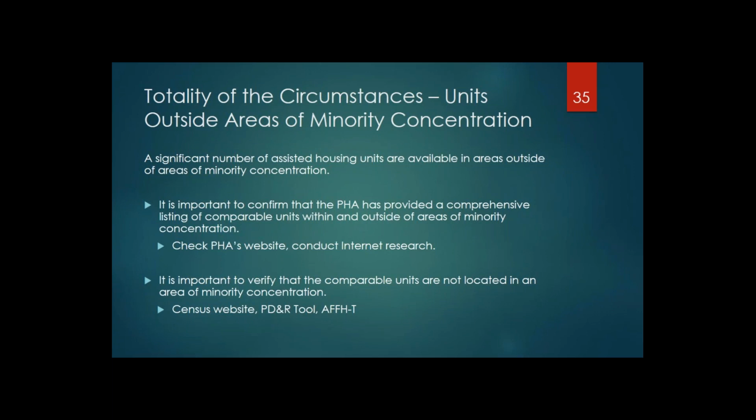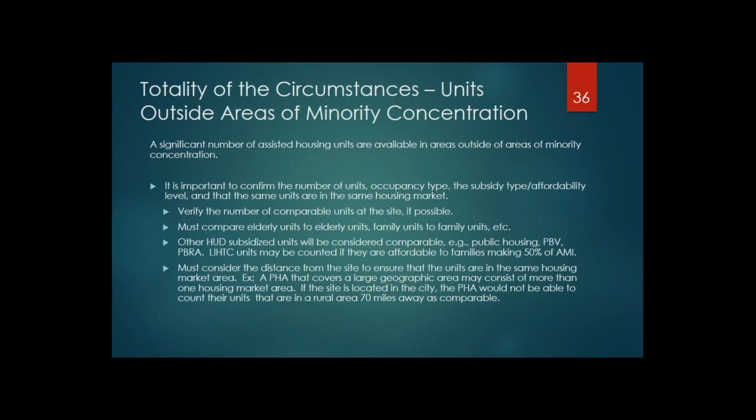We need to verify that the units are not in areas of concentration. But we also need to review the actual characteristics of these projects and these units. In most cases, a PHA submission will include a list of properties that it claims are not in areas of minority concentration. Reviewers will need to do their due diligence to verify the information regarding these properties, such as checking the number of affordable units and the occupancy type by checking the PHA's website, conducting internet research, or relying on other sources of data or their local knowledge.